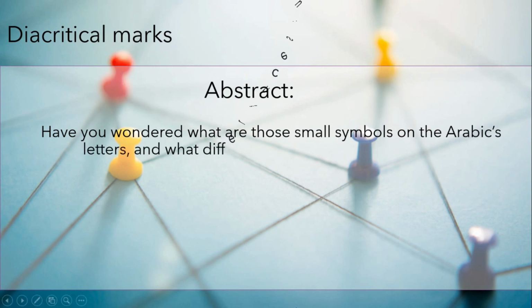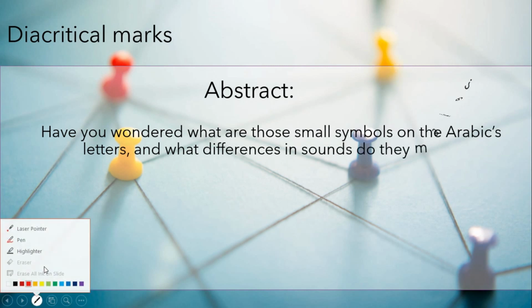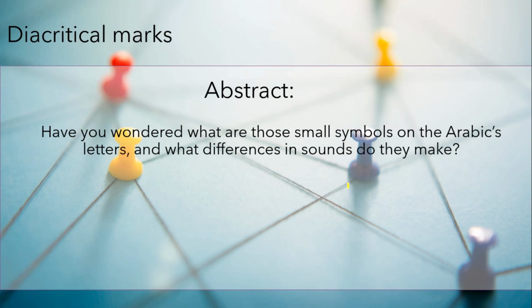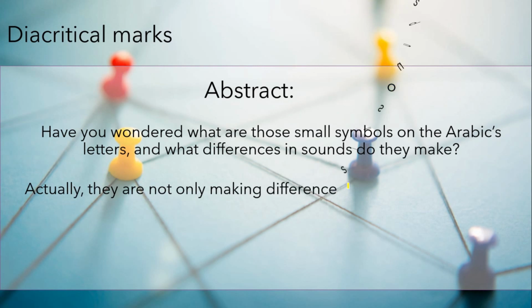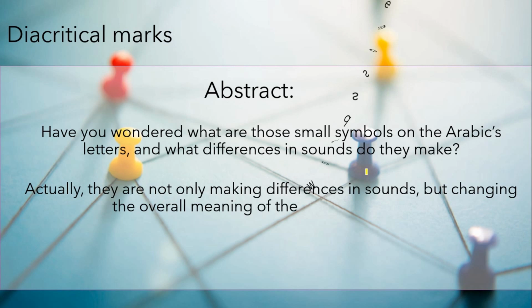The first thing we need to have is an abstract about the diacritical marks. If you have ever wondered what those symbols are that we are using in the Arabic letters, what differences they are making in sounds to these letters, then you have to know that this is actually not only making differences in sounds, but changing the overall meaning sometimes.